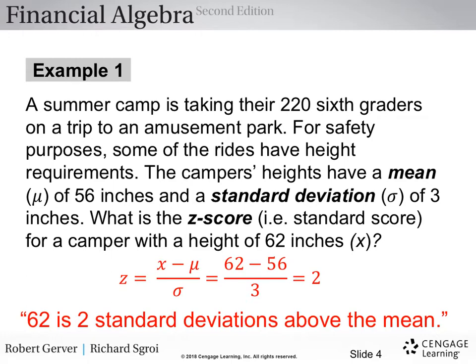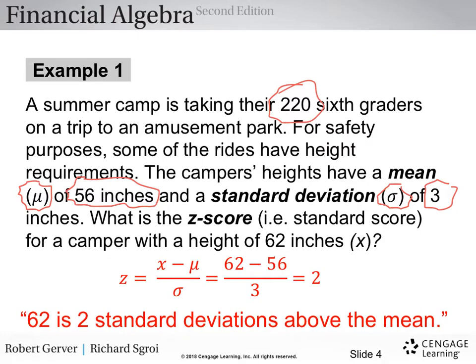So let's look at example 1. A summer camp is taking their 220 sixth graders on a trip to an amusement park. For safety purposes, some of the rides have height requirements. The campers' heights have a mean, and that's represented by this Greek letter here, mu, of 56 inches. And a standard deviation, represented by this Greek letter here, of 3, okay? So the mean is 56 inches, the standard deviation is 3.